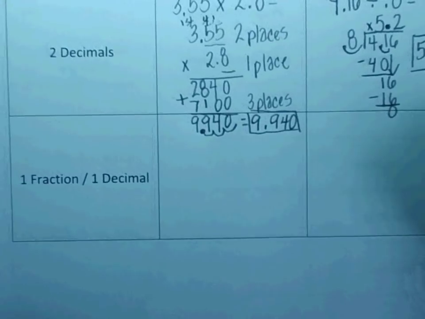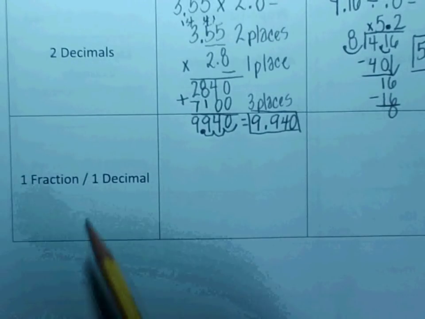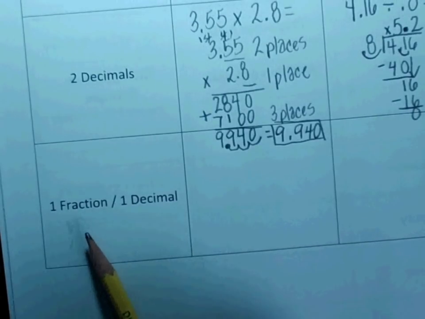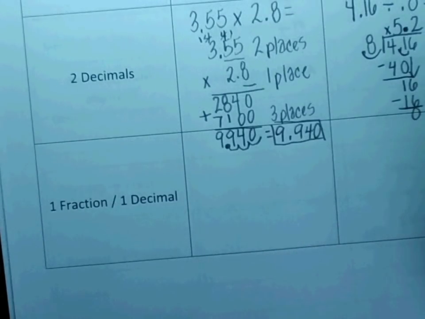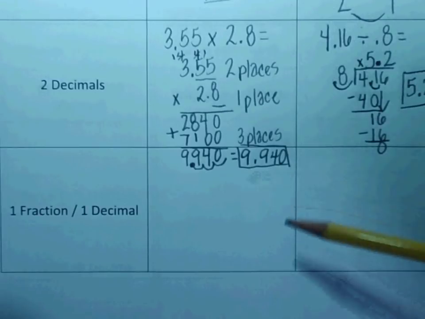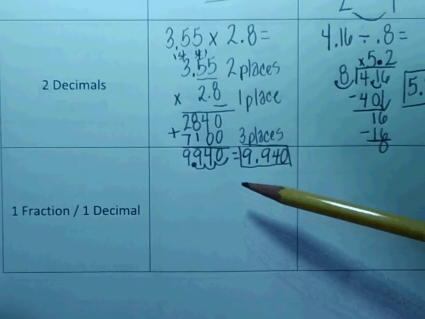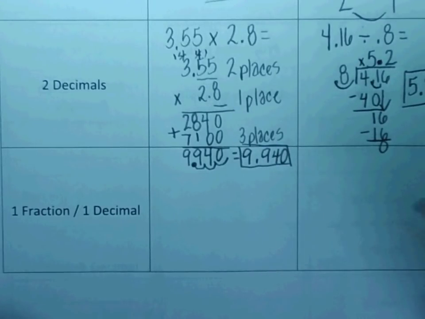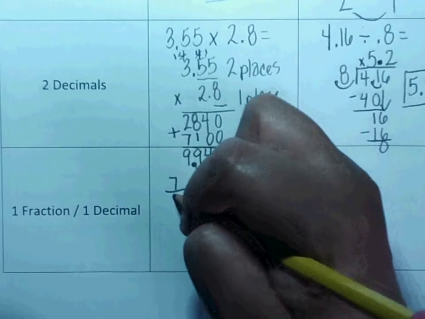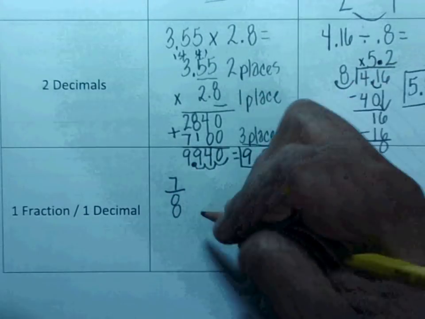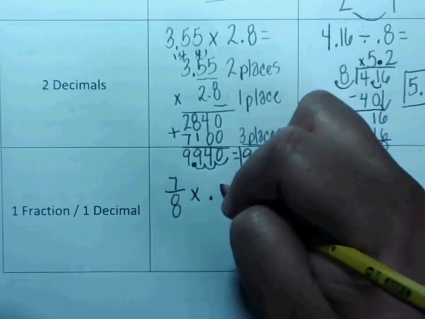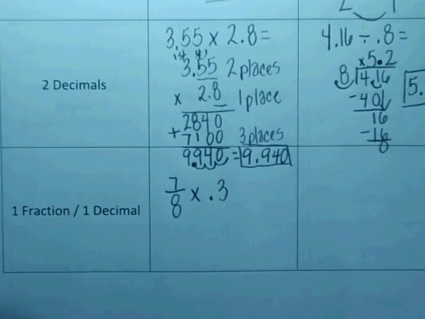And now we're going to go to our last row. And our last row says 1 fraction, 1 decimal. And in this first column, we're going to be multiplying a fraction by a decimal. So we're going to use 7/8 times 3 tenths, or 7/8 times 0.3.